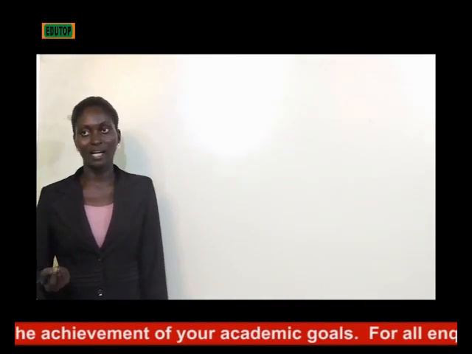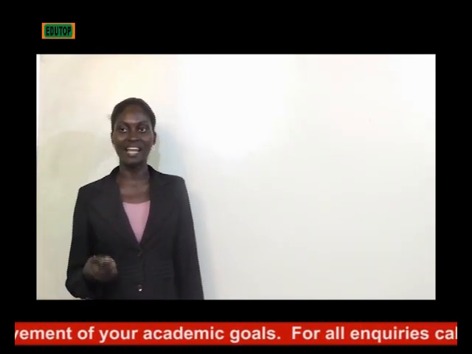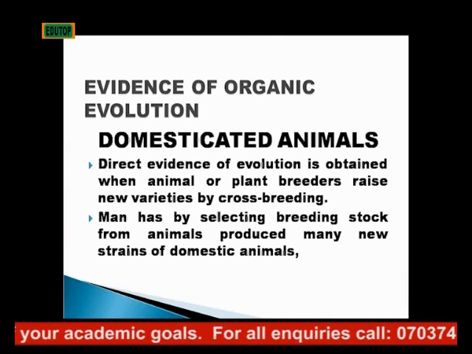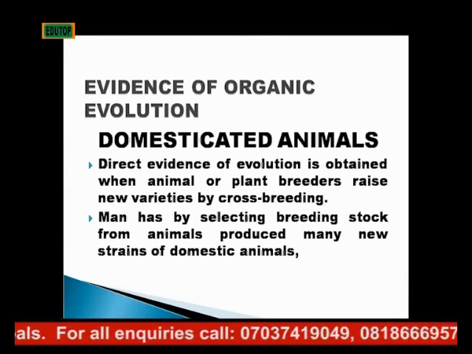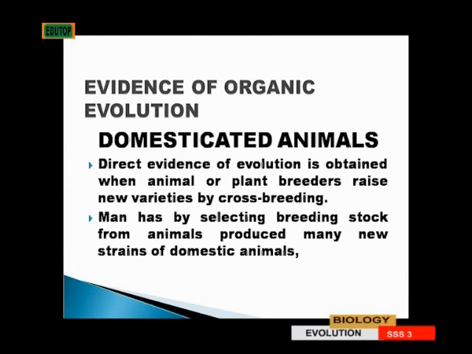Now, another evidence of organic evolution is domesticated animals. Direct evidence of evolution is obtained when animal or plant breeders raise new varieties by crossbreeding.